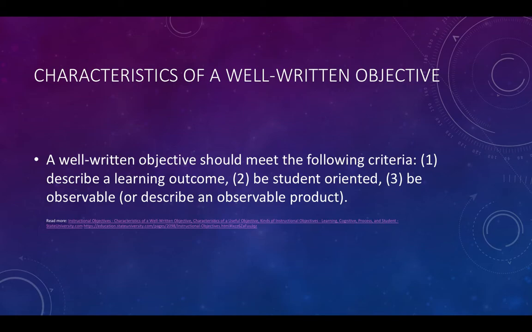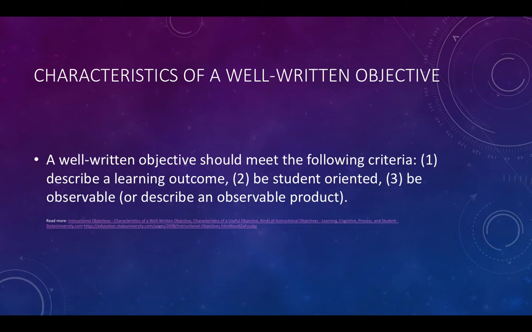The third is be observable, or it should describe an observable product. If an instructional objective is not observable or does not describe an observable product, it would lead to unclear expectations and it will be difficult to determine whether or not it has been reached. So the key to writing observable objectives is to use verbs that are observable and would lead to well-defined products of action implied by that verb.